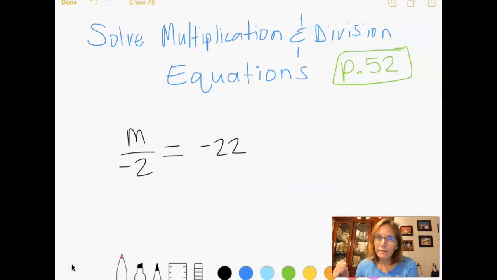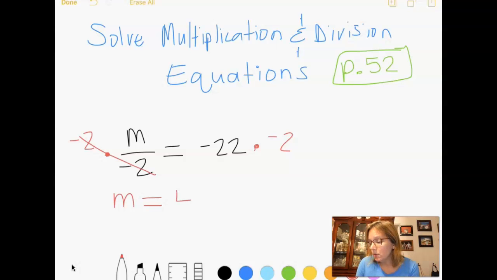Okay, let's do one more division example. So I see m divided by negative 2. Remember, fraction means divide. So I'm going to do the opposite, which is multiply. And remember, you see how it was a negative 2 on the bottom, so I'm multiplying both sides by negative 2. Whatever is there, that's what you're multiplying by. So these two guys are going to equal 1, so I'm just left with m. And negative 22 times negative 2, I see two negatives, which means I'm going to get a positive answer. And 2 times 22 is 44.